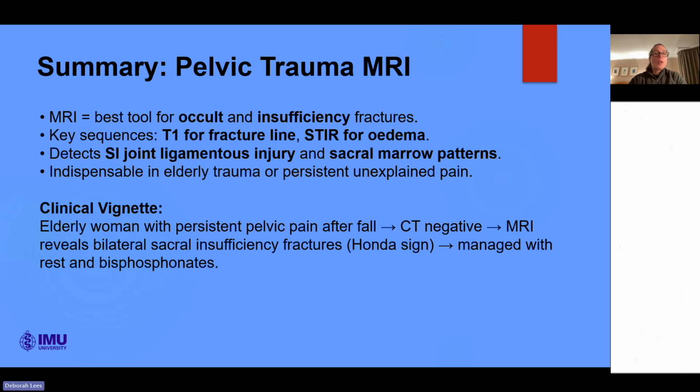So in summary, your MRI is best for looking at these very subtle occult fractures, generally insufficiency based. So again, you're looking at your fat weighted and your fluid weighted. You're looking at your sacroiliac joint ligamentous integrity and the sacral marrow patterns. And essentially, if you've got any unexplained pain, because sometimes the person may have been told, look, there's nothing we can find on the CT or the X-ray, you're good to go. MRI wasn't done, and you may have to come back if things aren't settling and revisit the injury.